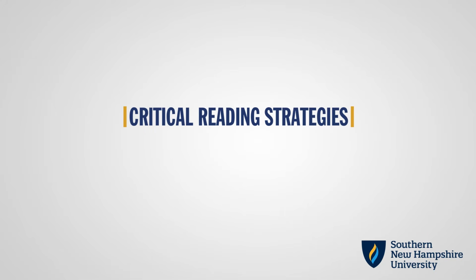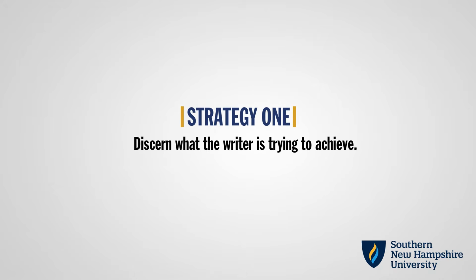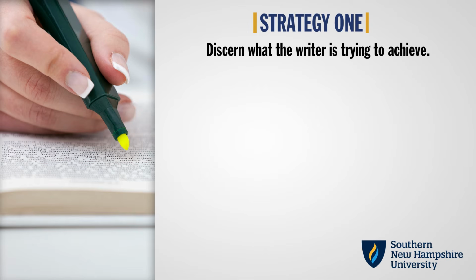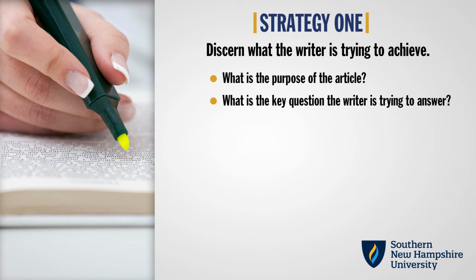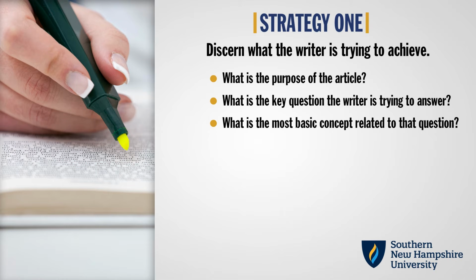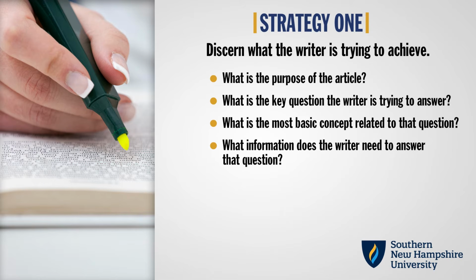For example, one critical reading strategy is to discern what the writer is trying to achieve. To do this, you might ask yourself, what is the purpose of the article? What is the key question the writer is trying to answer? What is the most basic concept related to that question? What information does the writer need to answer that question?